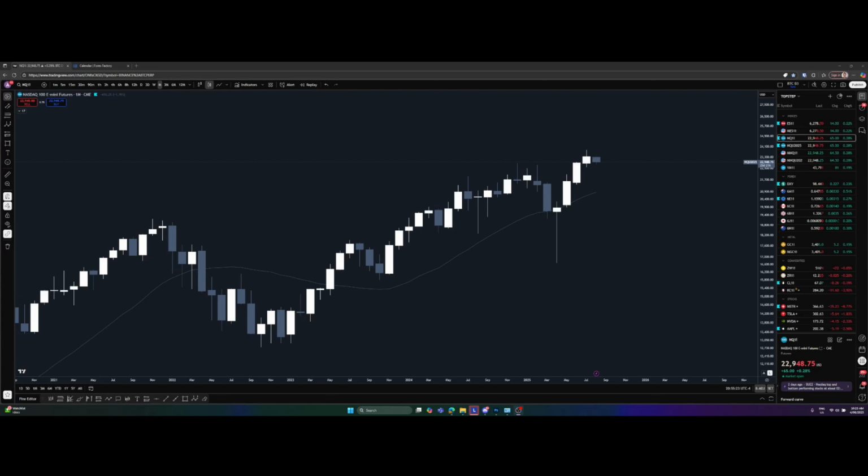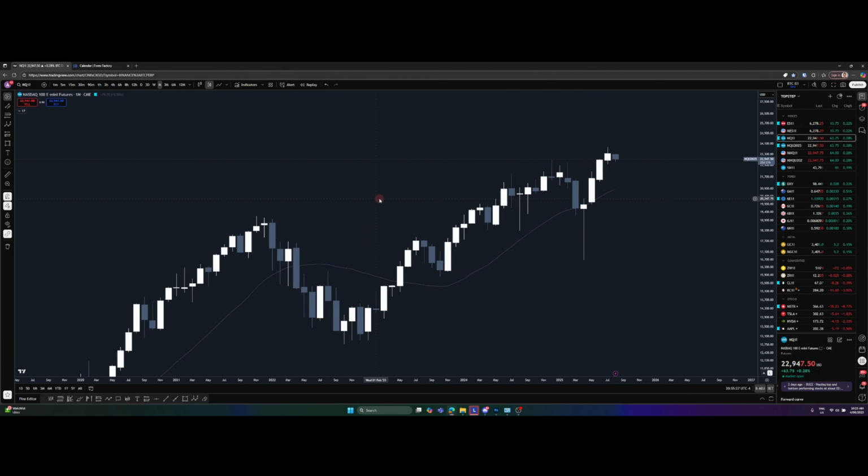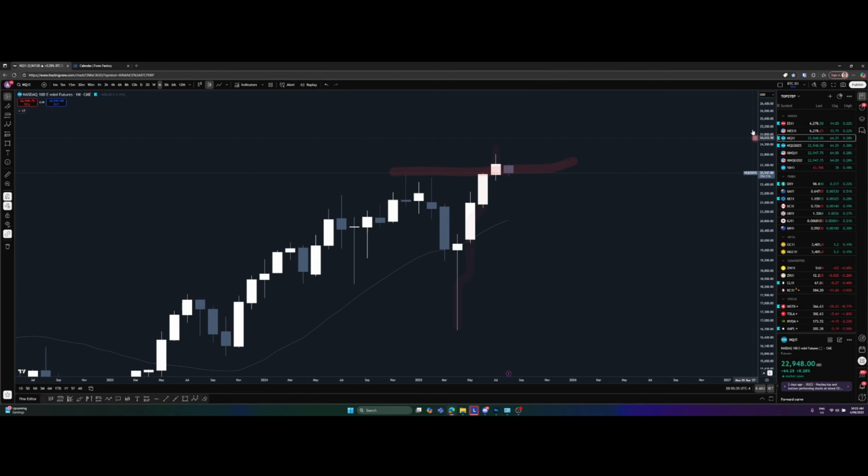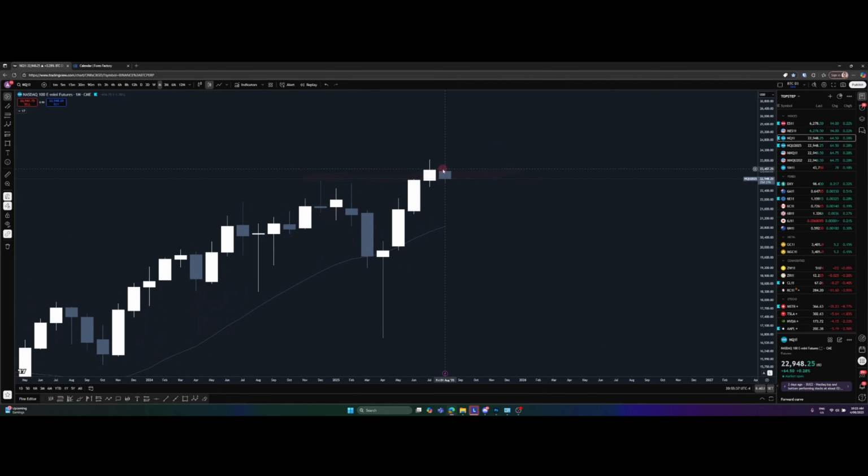This one is just going to be a quick top-down analysis. So let's begin. We're starting on the monthly here. You can see price is bullish and we're pushing up. We've broken the highs here. And ideally we want price to retrace and come back up.